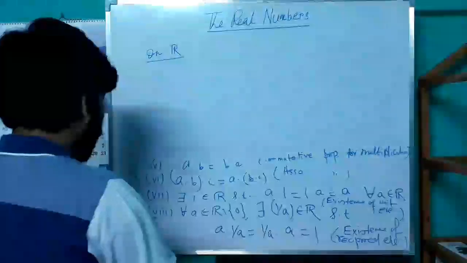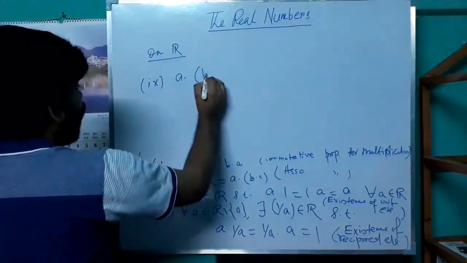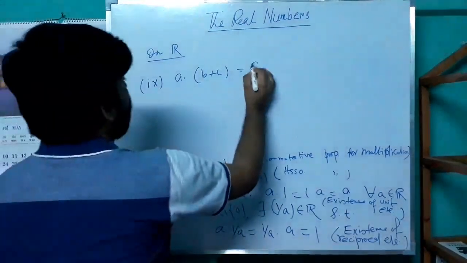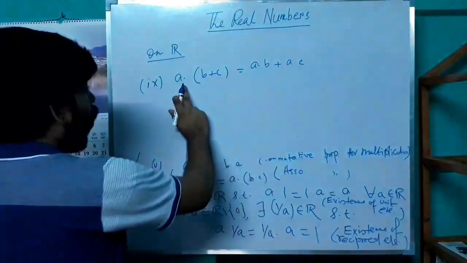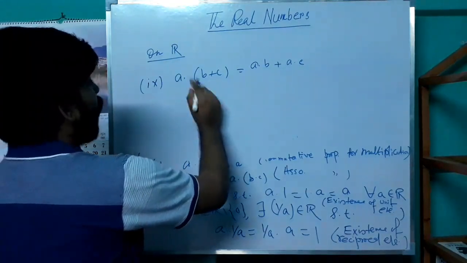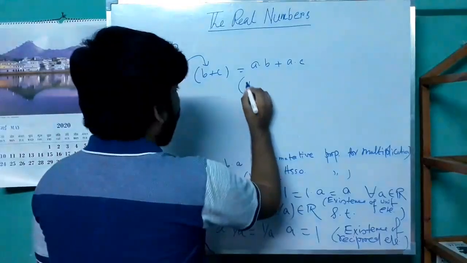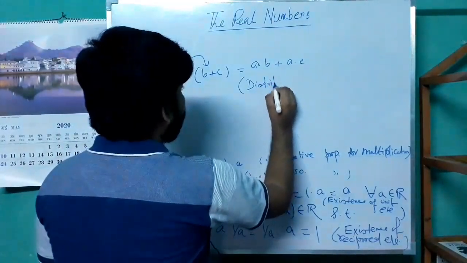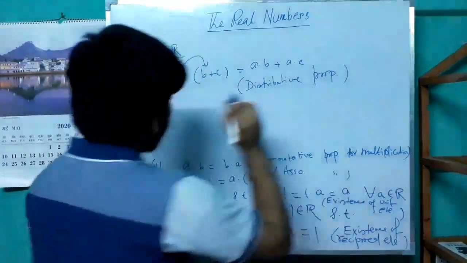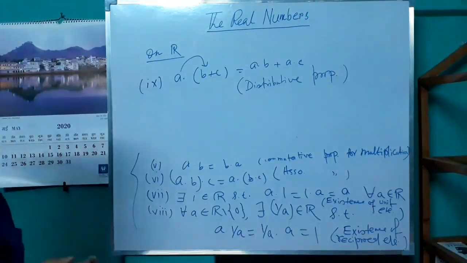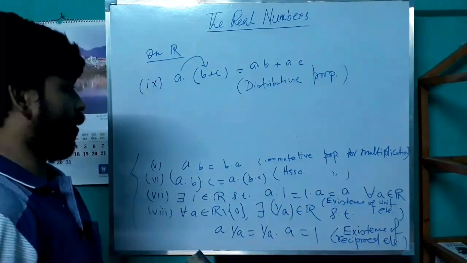Property 9: a dot (b plus c) is a dot b plus a dot c. We say dot is distributive over plus. This is known as the distributive property, and this 9th property connects the binary operations addition and multiplication.